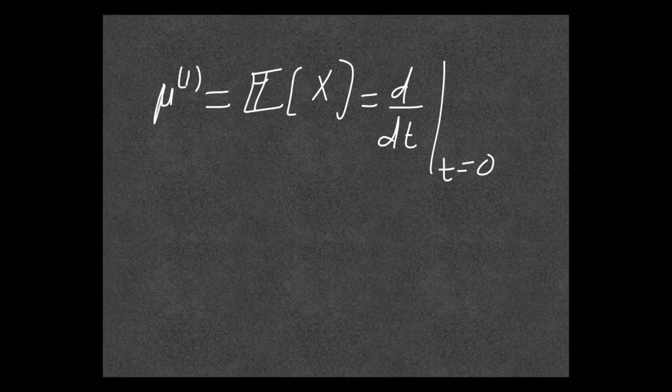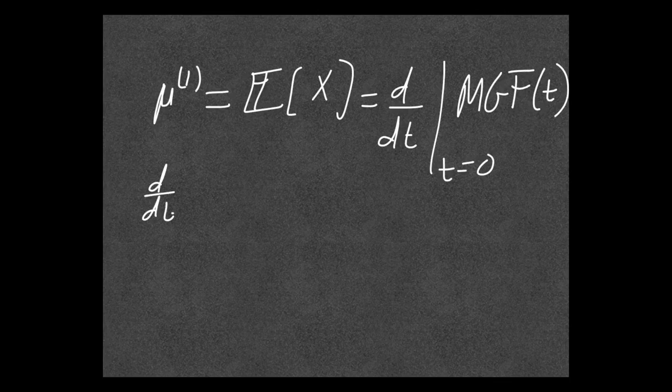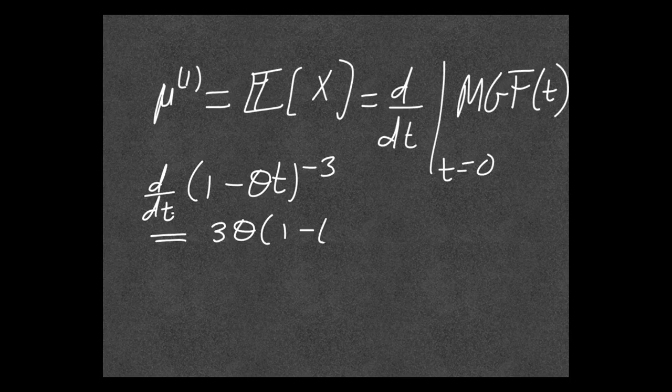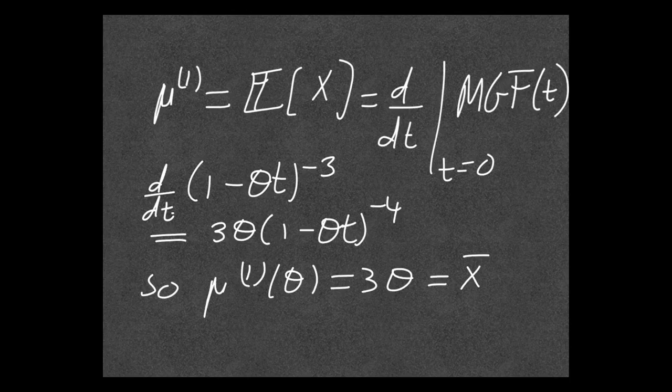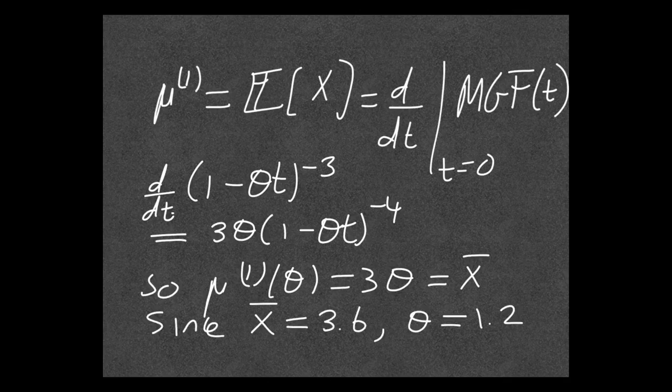So in this problem, the first moment is just the expectation of the random variable, and that's given by the derivative of the moment generating function evaluated at 0. Now that derivative is simply 1 minus theta t to the power minus 4 times 3 theta. If we evaluate that at 0, we see that mu1 is just equal to 3 theta, and that should be equal to the sample first moment, which is just the sample mean. And since the sample mean is 3.6, theta is 1.2.